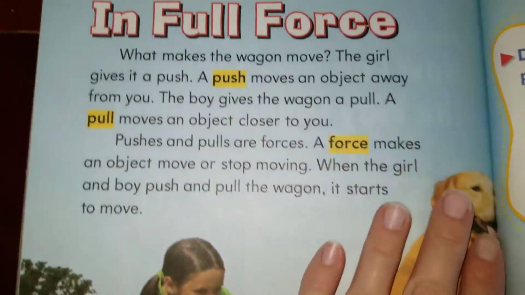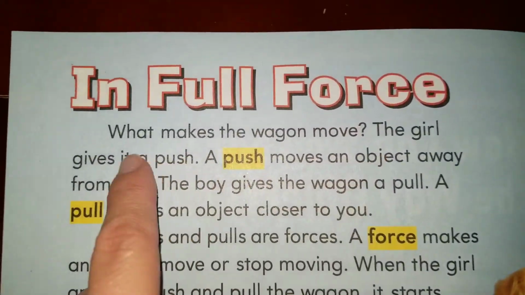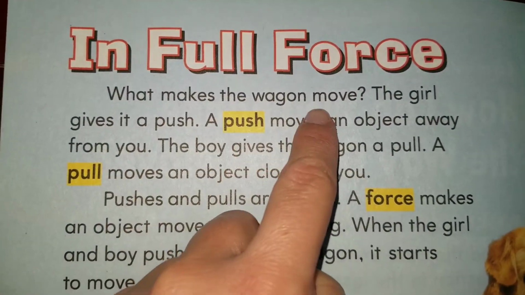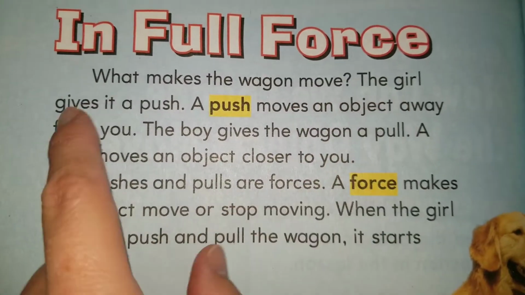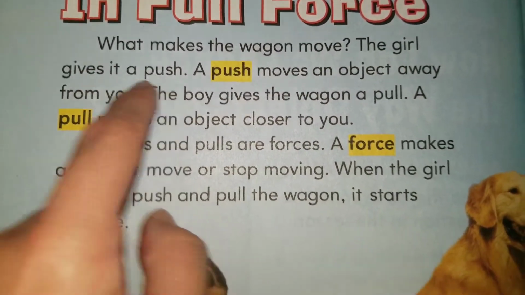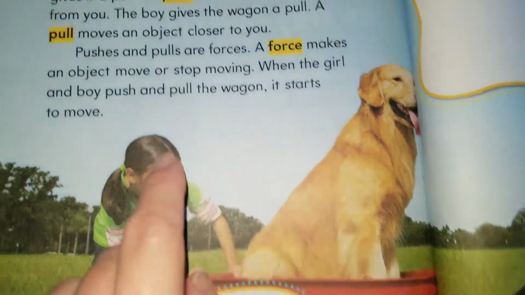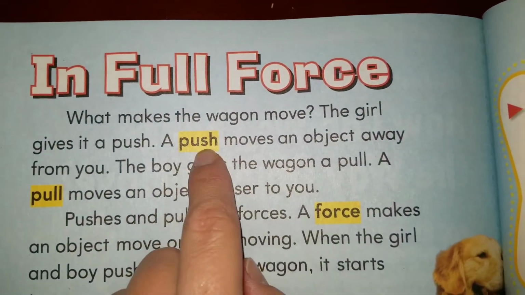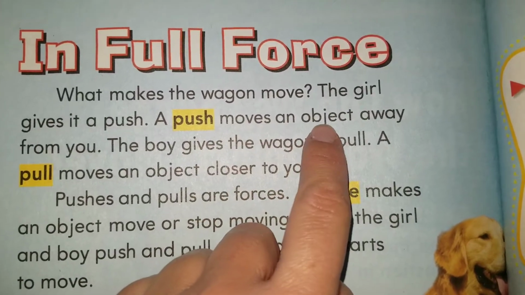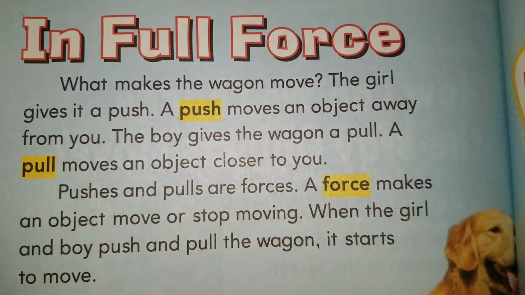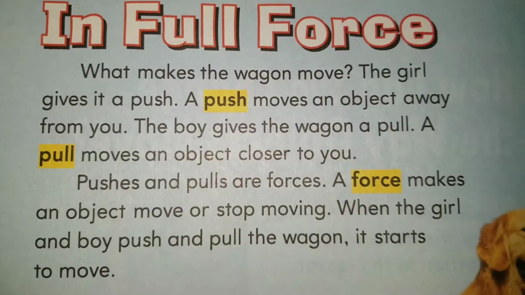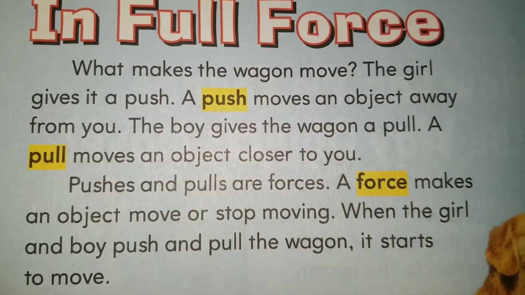Here we go. It says, in full force. Says, what makes the wagon move? The girl gives it a push. You see, the girl is pushing the wagon with the dog. A push moves an object away from you. So if you have an object close to you and you push it, it moves away from you.